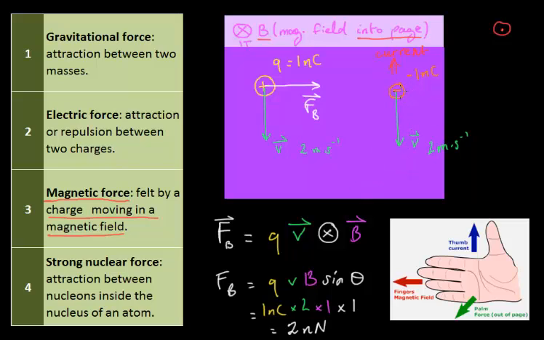So if the current is upward, you point your thumb upward. And if the magnetic field is into the page, point your fingers into the page. You have a thumb upward, fingers into the page. Well, your palm is pointing towards the left. So in this case, I would have a 2 nanonewton force, but towards the left.